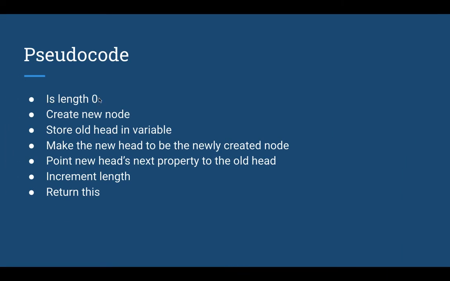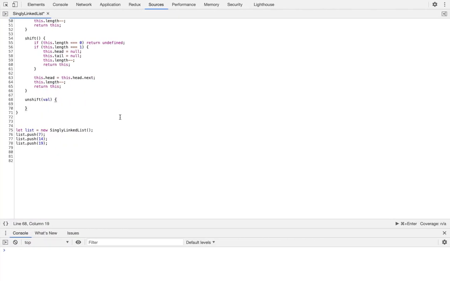In our pseudocode, you see that the first step is our edge case. We are checking to see that the length is not 0. So I'm going to check if this dot length is equal to 0, then return undefined.